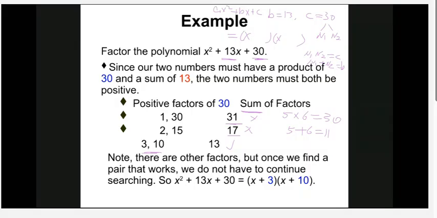So we're going to use this one. That means we can write this factor as (x + 3)(x + 10). Okay, so that's how you do the factoring, with 3 plus 10 here.